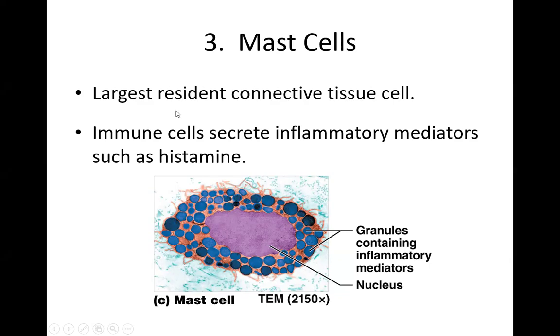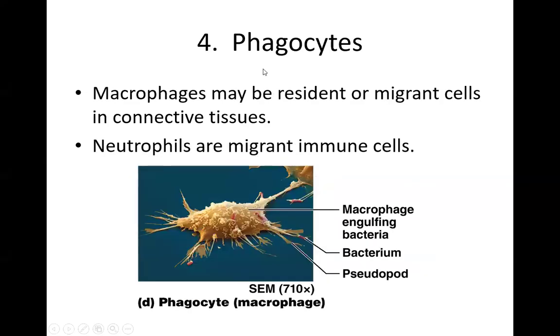The mast cells. The mast cells are the largest resident connective tissue cells. And the mast cells are the immune cells that secrete inflammatory mediators such as histamine. These are resident sentinel mast cells.